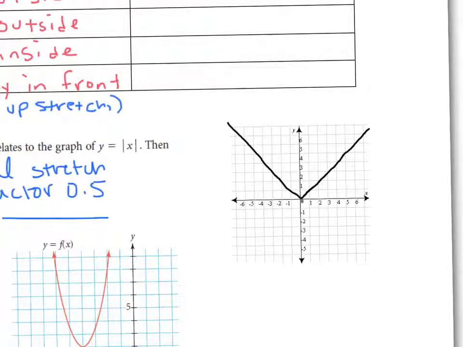Our new equation, instead of going over 1 up 1, it's going to be over 1 up 0.5, which is going to give us a stretched out version of our parent function.